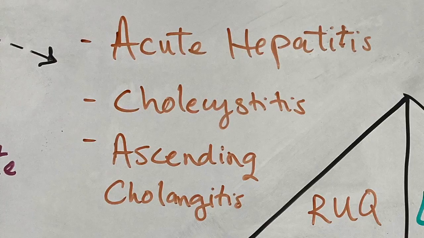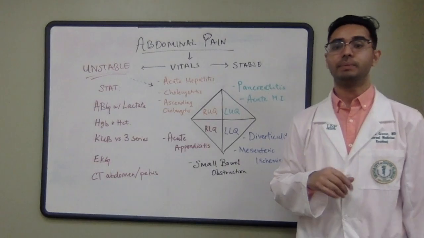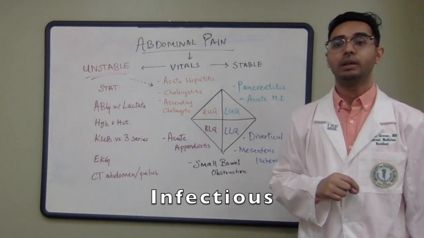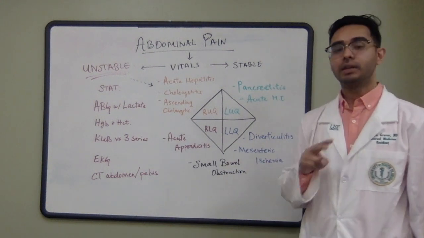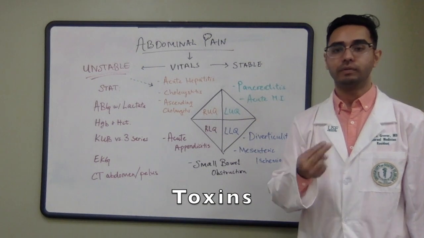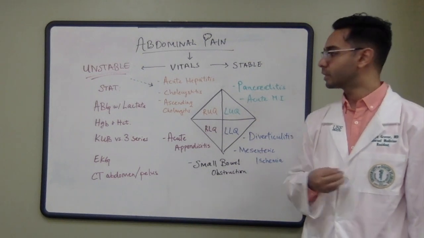Right upper quadrant here, you have acute hepatitis. There are a multitude of etiologies for this. It can be infectious with the acute hepatitis viruses. It could be toxin-mediated by ingestion of Tylenol overdose or alpha toxin.